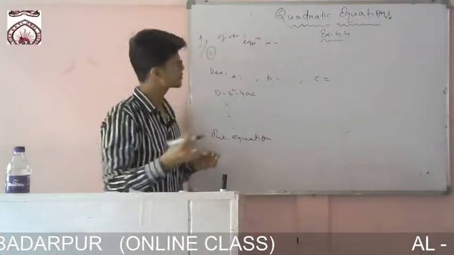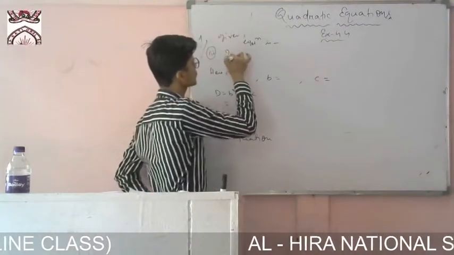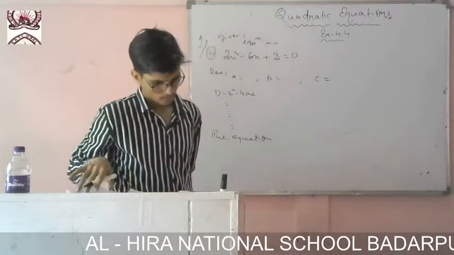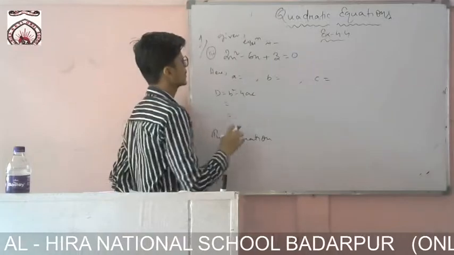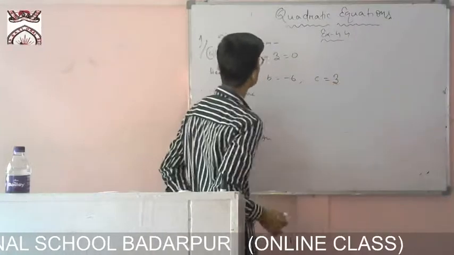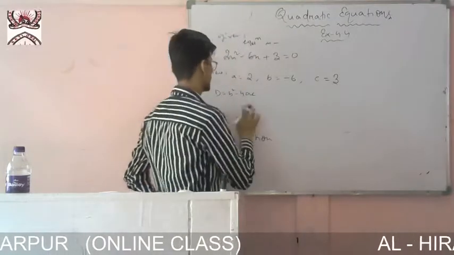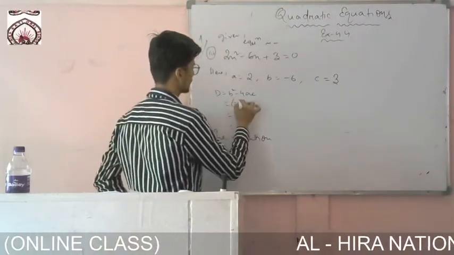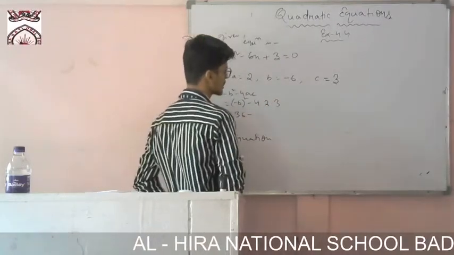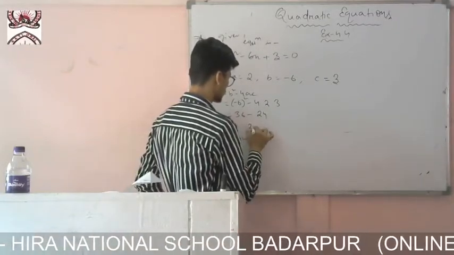Okay, Roman numeral 3, you see, 2x square minus 6x plus 3 equals 0. So here a is equal to 2, b is equal to minus 6, c is equal to 3. So b square minus 4ac, 6 square is 36, minus 4 3s are 12, 12 2s are 24. So 36 minus 24 is 12.